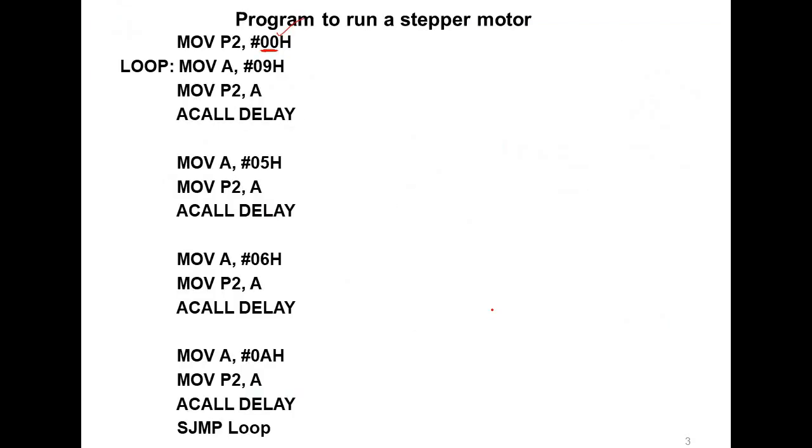So now we are sending 00 to make our port 2 an output port. Actually, we connected the stepper motor by seeing that we are sending this 00 to select it as output port. Then 9, the first number, we are sending to the accumulator, and from the accumulator to port 2. So port 2 got the output, the first rotation, first step done.